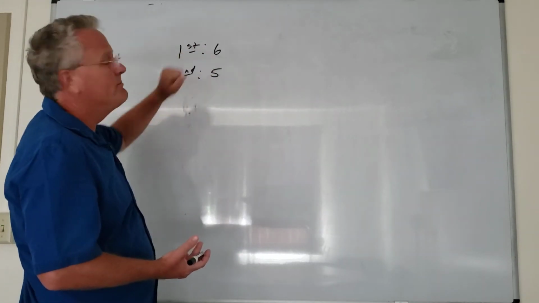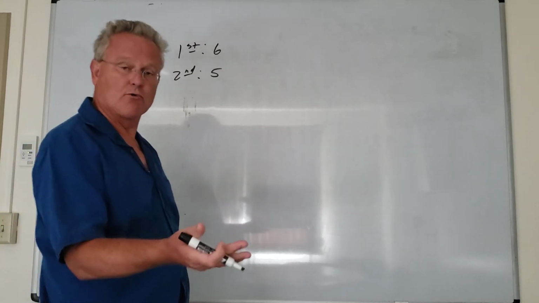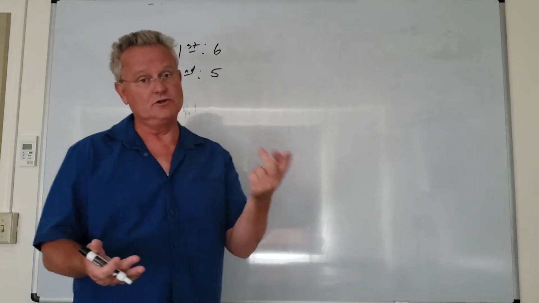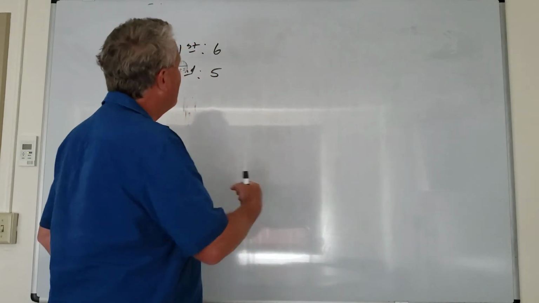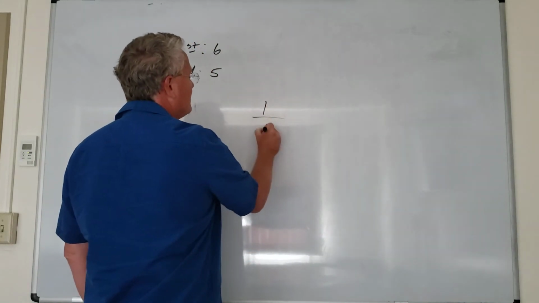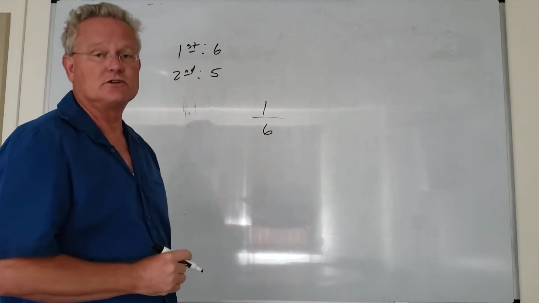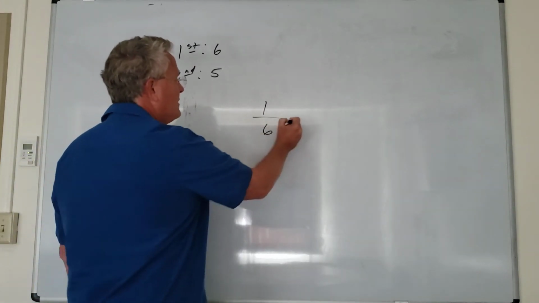So what's the probability the first one is a 6? Well, when we roll a die, you can either get a 1, 2, 3, 4, 5, or 6. There's 6 possibilities. One of them is a 6, so the probability we get a 6 on the first one is 1 out of 6.